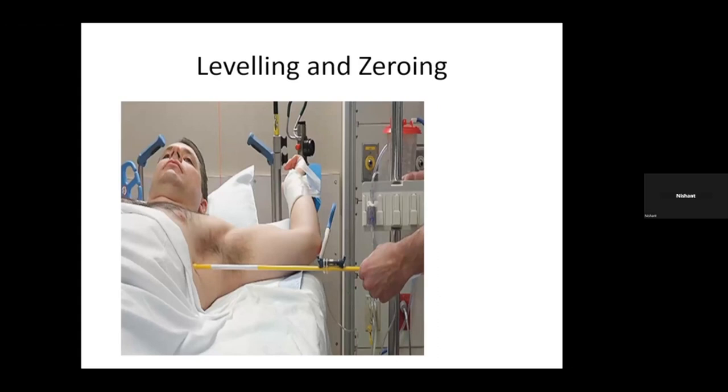So coming to the leveling and zeroing of the system, we should always level the transducer system with respect to the appropriate level at which we have to establish the zero point. Zeroing refers to exposing the system to the ambient atmospheric pressure. This level is usually 5 centimeters posterior to the sternal border, or the mid-thoracic level.